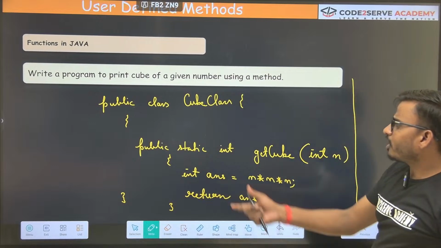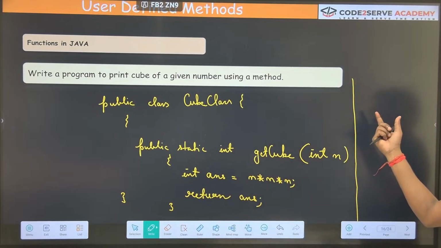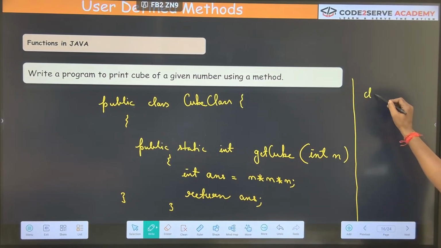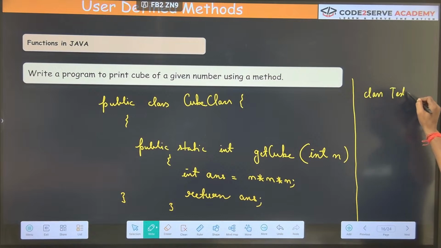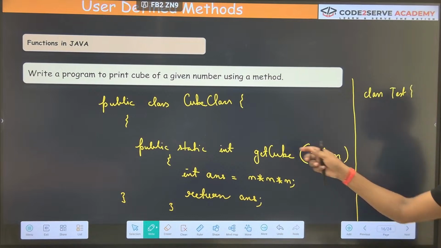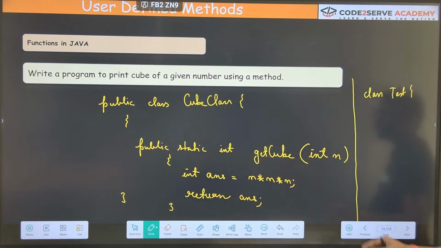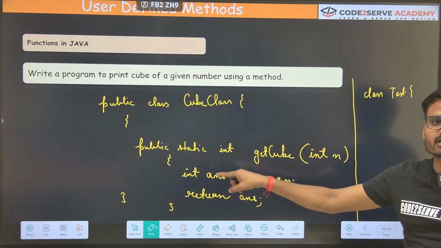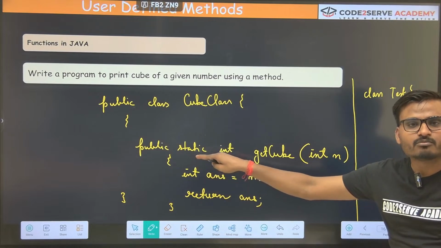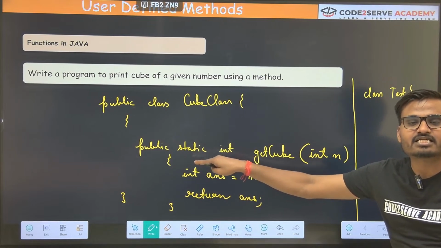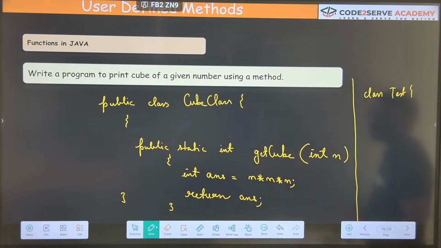Now suppose you want to call this function outside of this class. Okay, so you can write class Test. Whenever you want to call this, as I told you, there is a static keyword written over here, so I don't need to create an object. I don't need to create an object because the static keyword is present inside the function definition. So directly what I will do is write sopln.